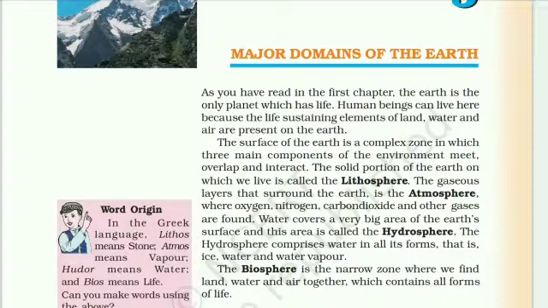Today we are going to study the fifth lesson in geography, that is major domains of the earth. Major domains of the earth is a basic concept in geography. Solid portion, that is lithosphere, gaseous atmosphere, liquid hydrosphere and biosphere. Parts of the earth are not isolated, but they overlap with each other. In this chapter, we will see the four major domains of the earth, namely lithosphere, atmosphere, hydrosphere and biosphere.